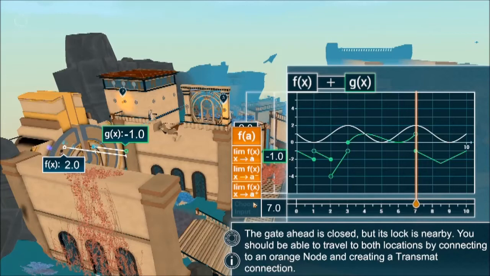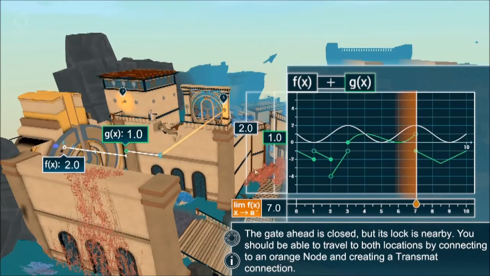Connecting an orange node, creating a transmat connection, minus. Oh, so no, that does work. Yeah, because we can't get that -2. I see, because they're added together. So the values are added together. It's not that one's the transmat and the other one's that.